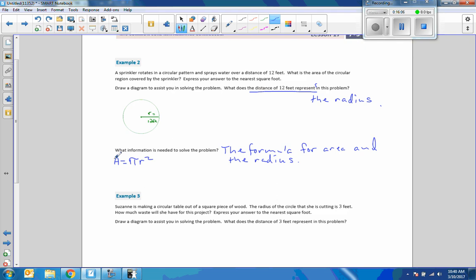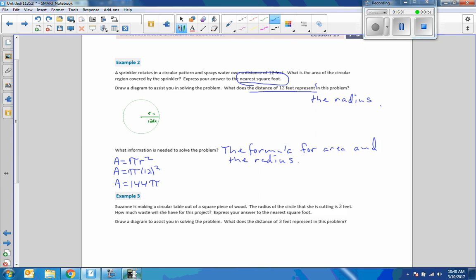So now that we know that the area equals pi r squared and we know the radius is 12, we can find the area by saying A equals pi times 12 squared. 12 squared is 144 times pi. And then go back up, just say what to use. Sprinkler rotates. What is the area of the circular region covered by the sprinkler? Express your answer to the nearest quarter foot.